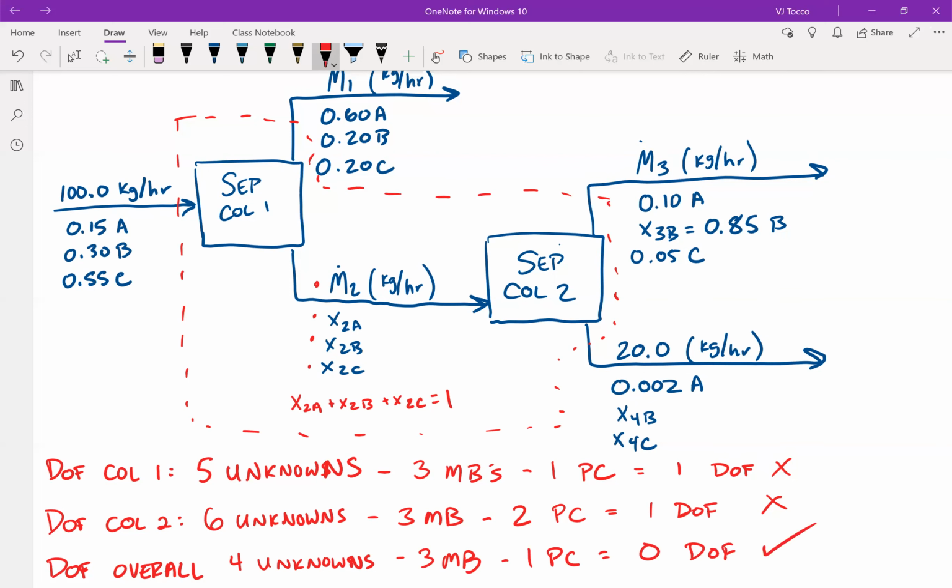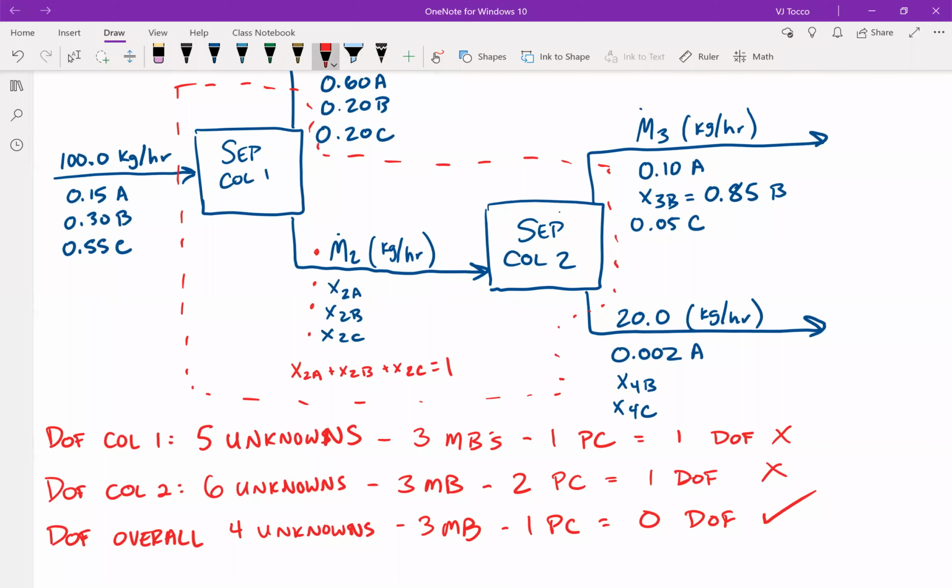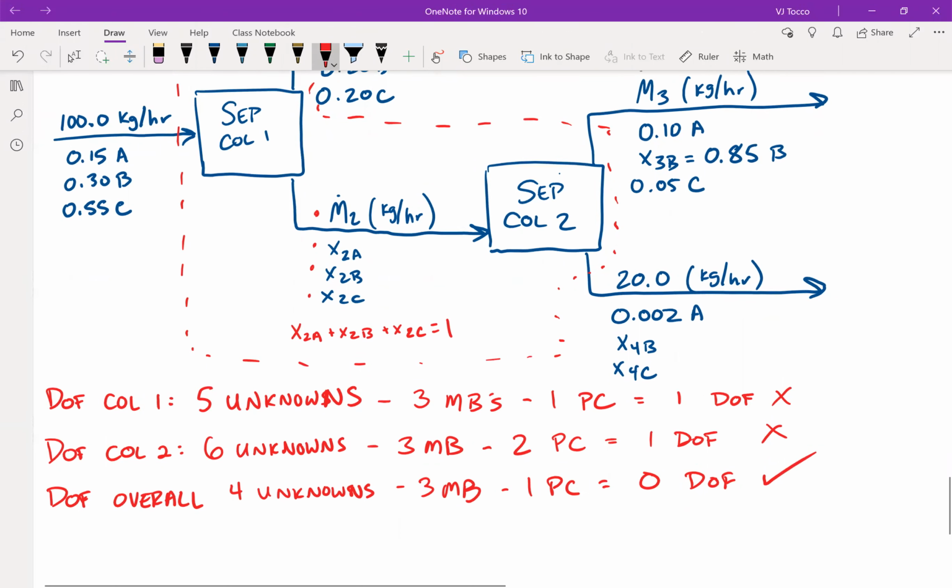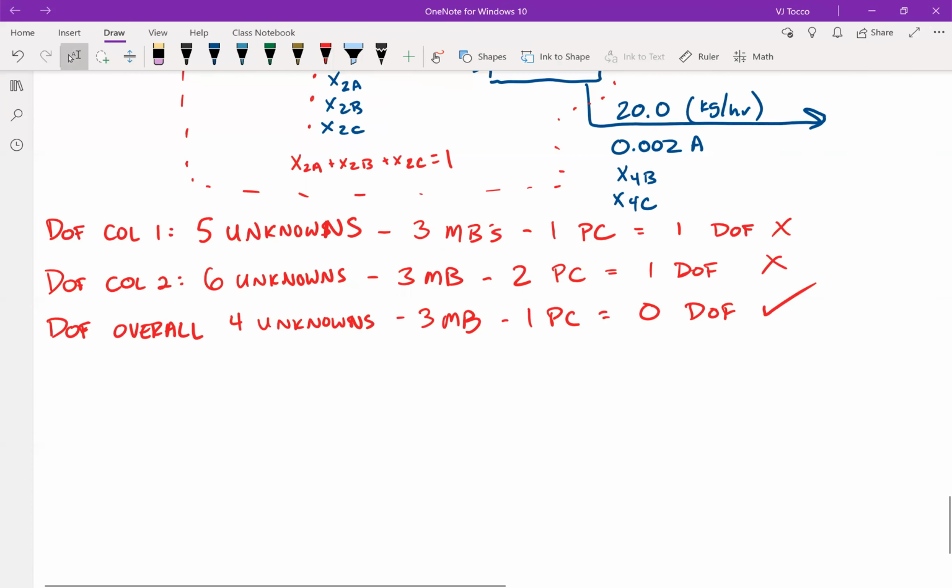So after you have a degree of freedom that is 0, you can go through writing the 4 equations that your degree of freedom analysis told you that you have. So let's go ahead and do that now. Let's write our system of equations, the system of equations for the overall system. And we can go ahead and systematically solve those.